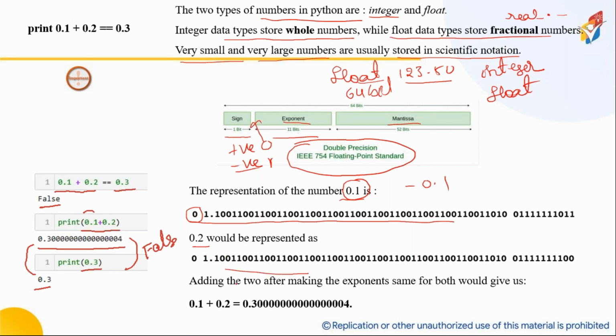0.2 will be stored like this. Now, if I add 0.1 plus 0.2, I get this result. So is it double equal to 0.3? Can you please respond? It is no. So can I say that the answer is false? Like this, I will tell you 15 to 20 examples, whatever they ask in technical examinations.